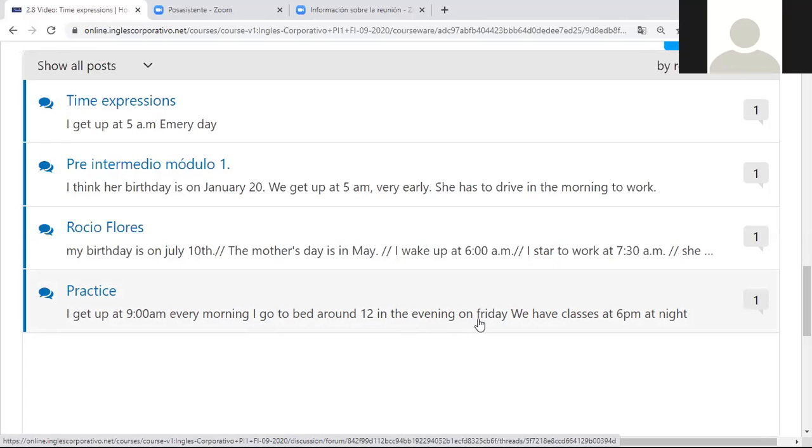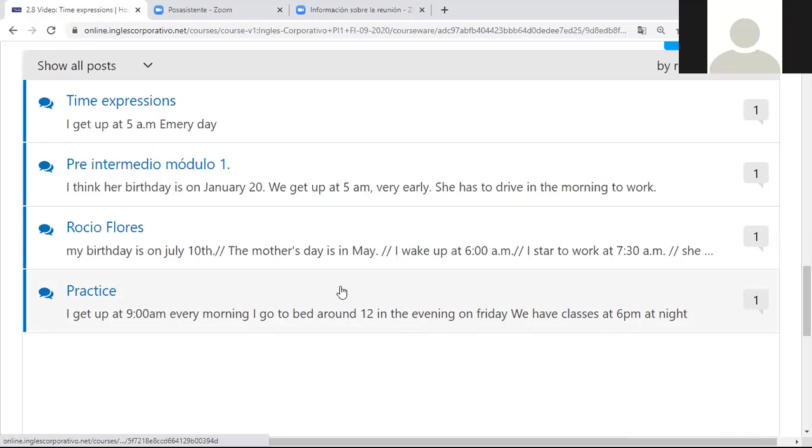On Friday. Aquí solo nos faltó la mayúscula para Friday. Los días de la semana siempre se escriben con mayúscula y un puntito. Okay. We have classes at 6 p.m. at night. Okay. That's nice.